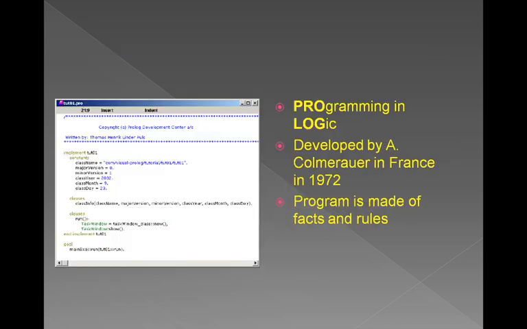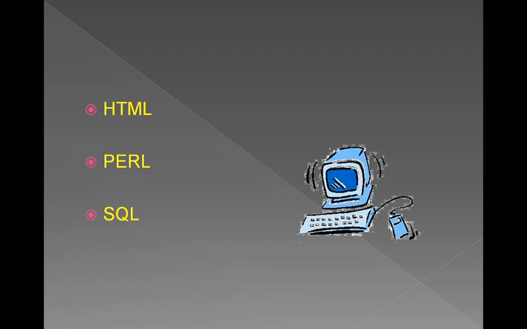An example is Prolog, programming in logic. It was developed by A. Colmerauer in France in 1972. A program is made of facts and rules.